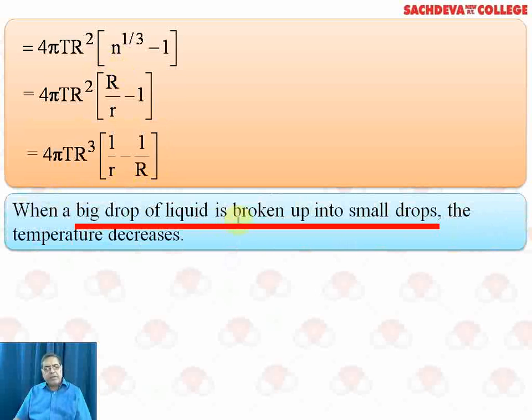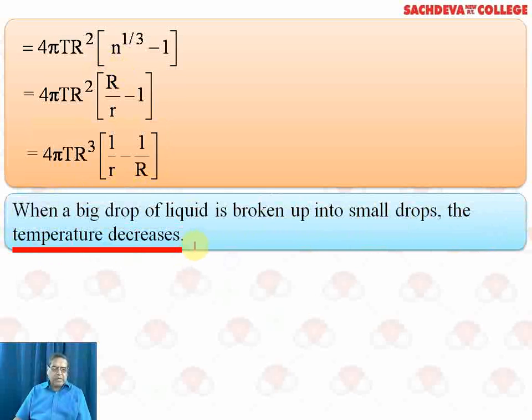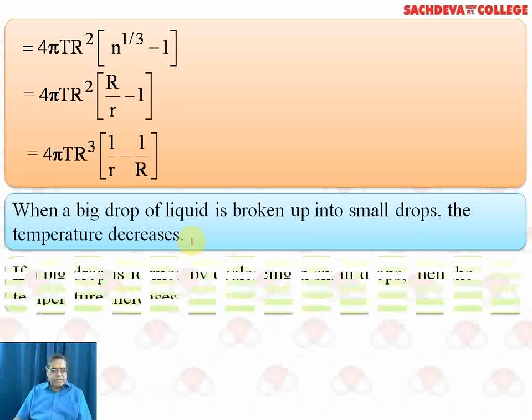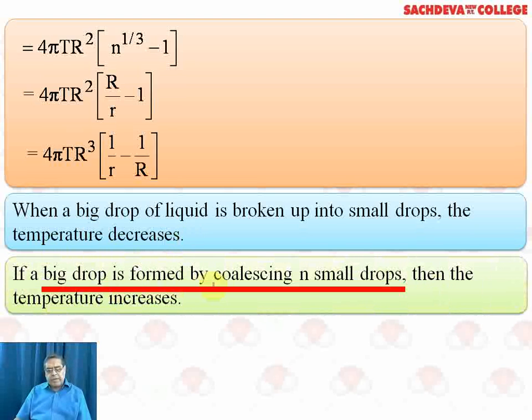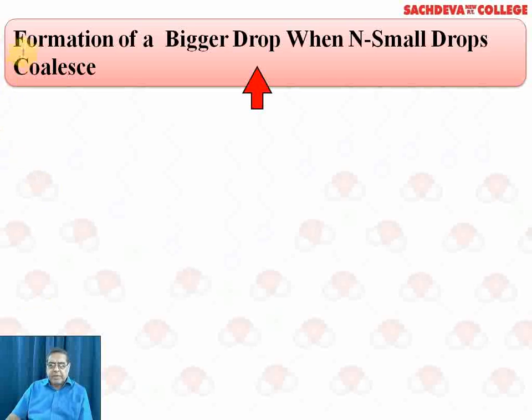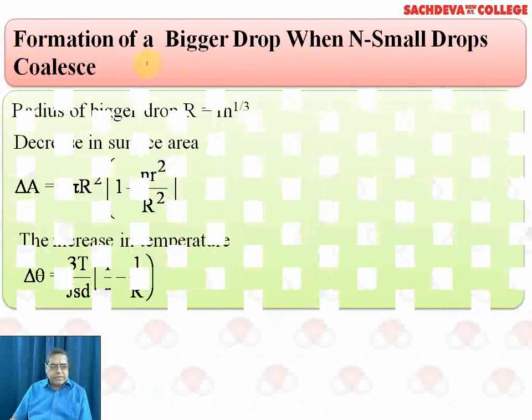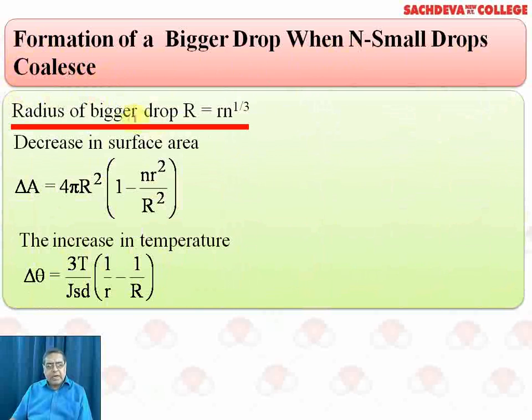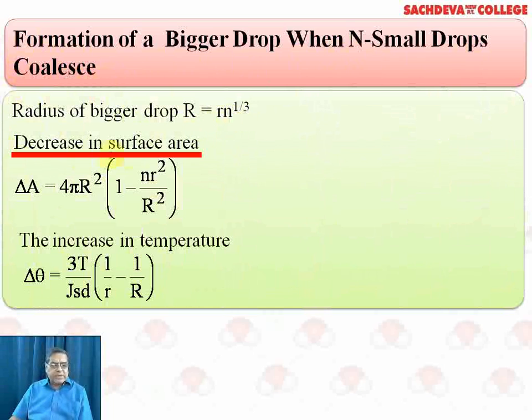When a big drop of liquid is broken up into small drops, the temperature decreases. And when small drops coalesce together to form a bigger drop, the temperature increases. If a big drop is formed by coalescing n small drops, then the temperature increases, as I have explained to you earlier. Now, formation of a bigger drop when n small drops coalesce. The radius of the bigger drop is R, and that is small r into n^(1/3).